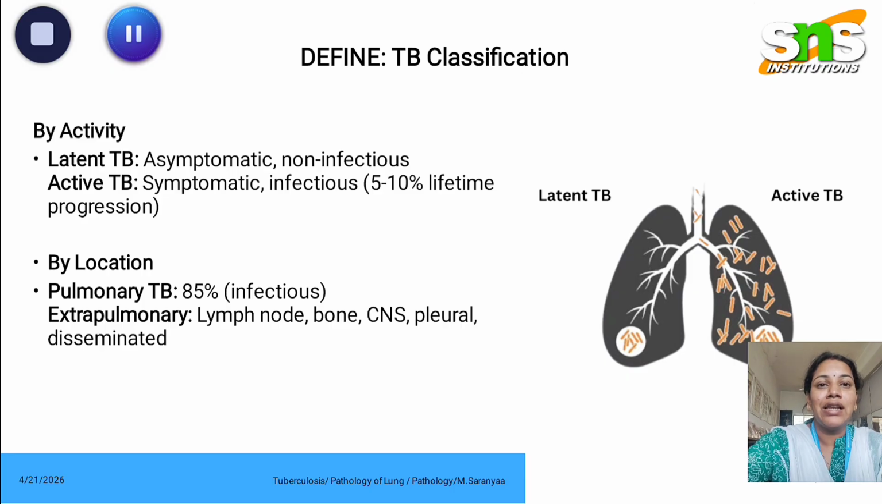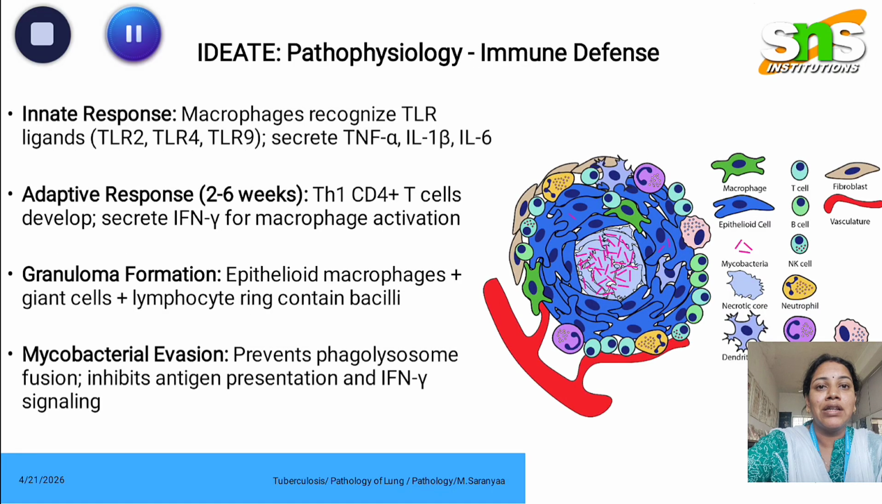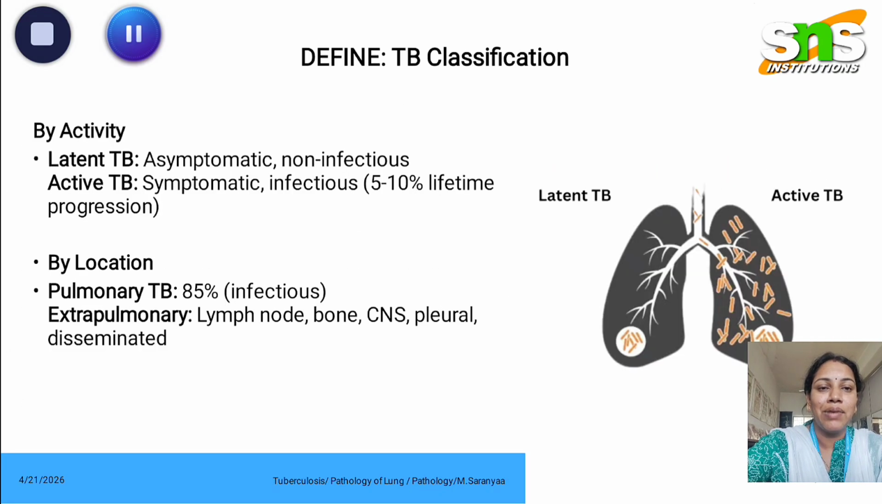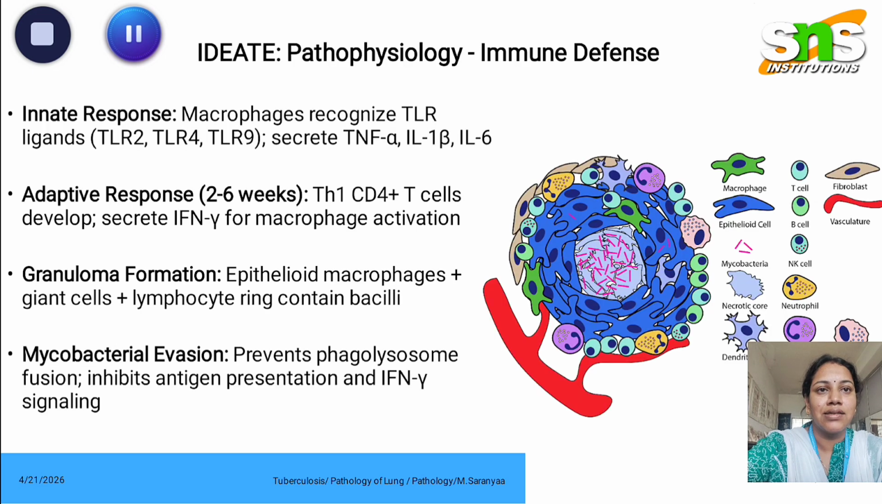By activity, the latent TB is asymptomatic and non-infectious, but the active TB is symptomatic and infectious. By location, TB mainly affects the lungs, with 85%. And in extrapulmonary TB, other than the lungs, it can start affecting other regions, where you can see it can affect the lymph nodes, blood, CNS, pleural and disseminated areas.